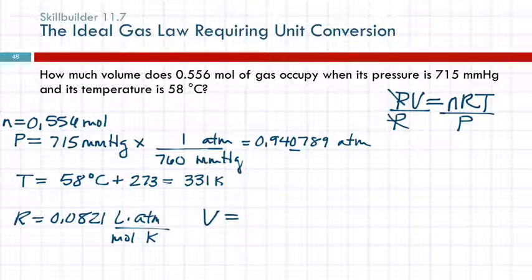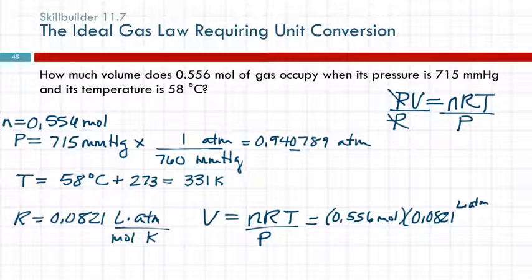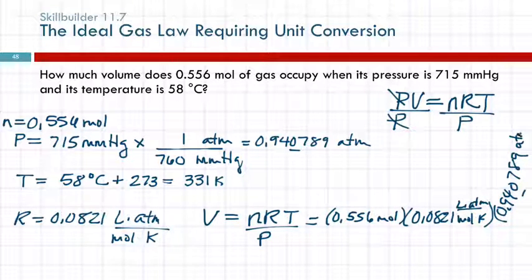So volume equals nRT over P. 0.556 moles times R, 0.0821 liter atmospheres per mole Kelvin, times, I didn't leave myself much room, 0.9407889. I don't recommend this.